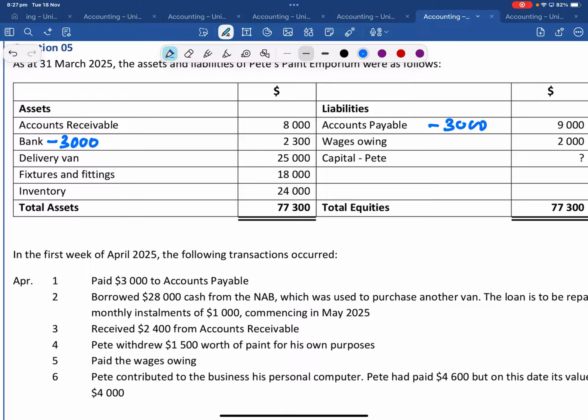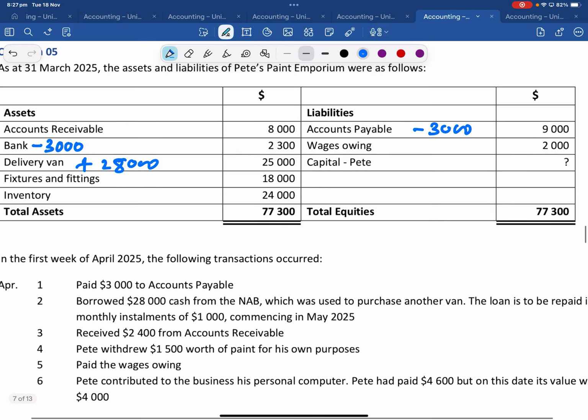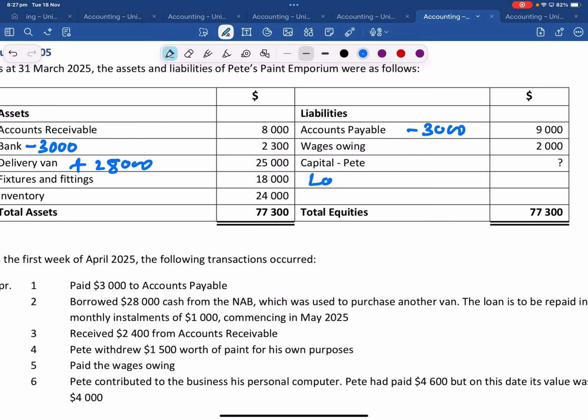Then shall I do it here straight away, guys? In the balance sheet, I'll put delivery van. How much? 28,000. And also loan, 28,000. But there's a problem. What's the problem? Current loan. Current, non-current. Then how much is the current portion? 11,000? Okay, interesting. Non-current?